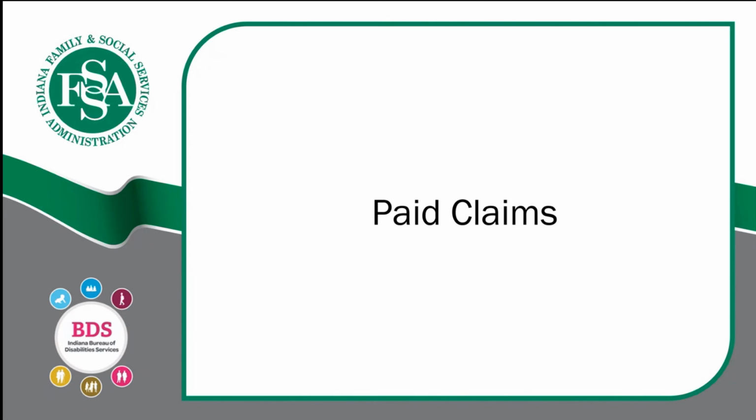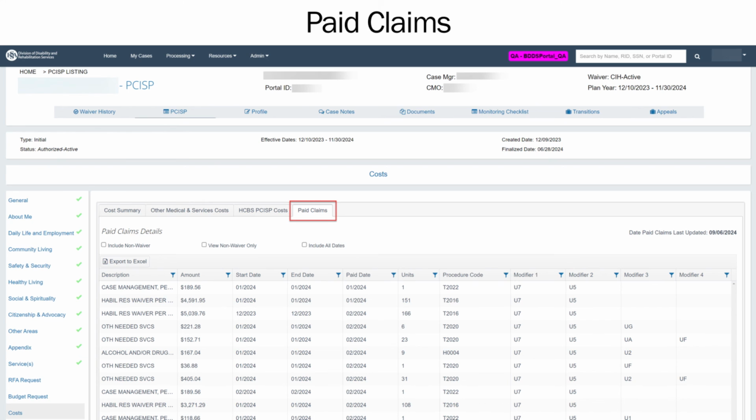Now that we've reviewed the HCBS PCISP Costs tab, let's take a look at the Paid Claims tab of the cost screens. The Paid Claims tab defaults to display the details for waiver paid claims only for the selected PCISP year. The information that appears on the screen can be exported to Excel using the Export to Excel button. Please note, if an individual is new and has no paid claims, the Paid Claims tab will not display any data.